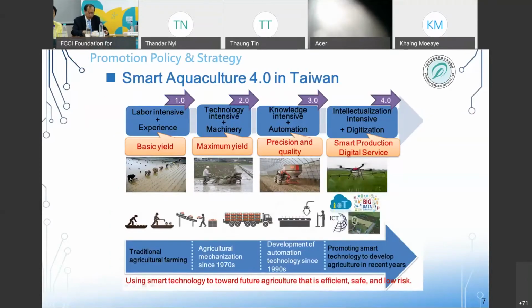In Taiwan, we are looking forward to the Smart Aquaculture 4.0. What does Aquaculture 4.0 mean? Aquaculture 1.0 aims at basic yield and is based on labor intensive. Aquaculture 2.0 aims at maximum yield and is based on technology intensive. Aquaculture 3.0 aims at precision and quality and is based on knowledge intensive. And today, Aquaculture 4.0 aims at smart production and digital service and is based on intellectualization intensive.